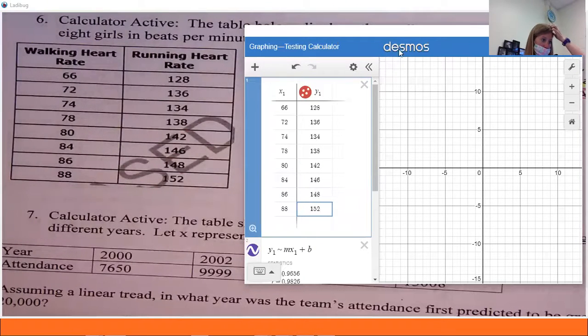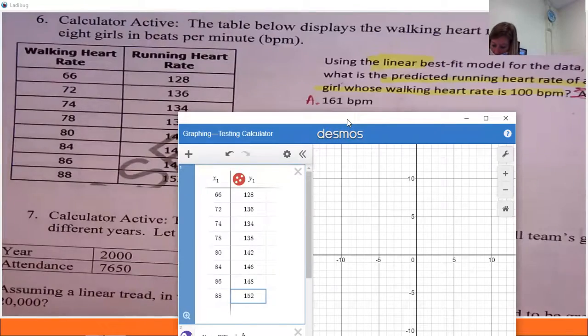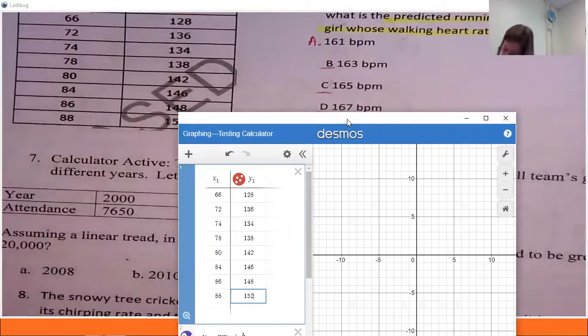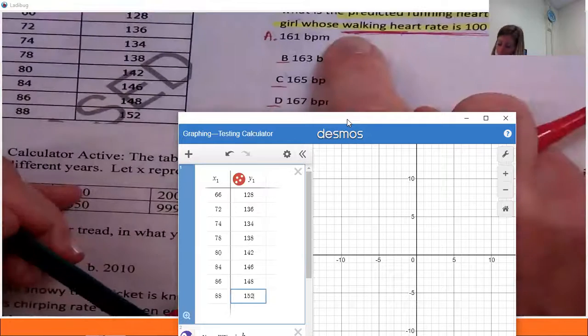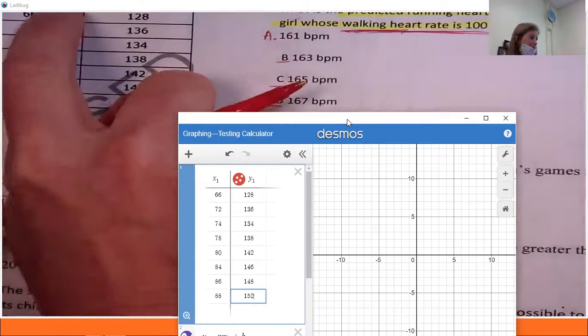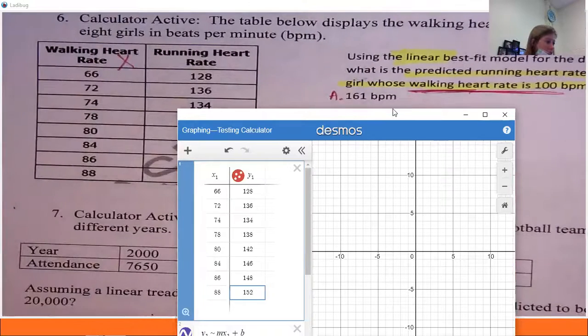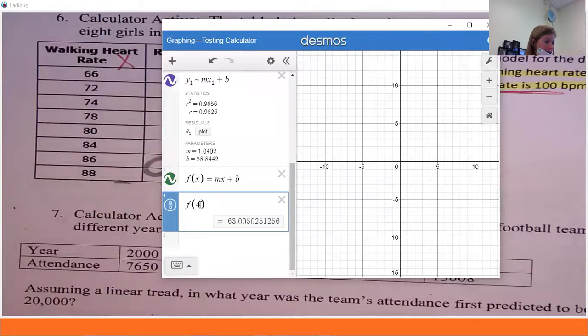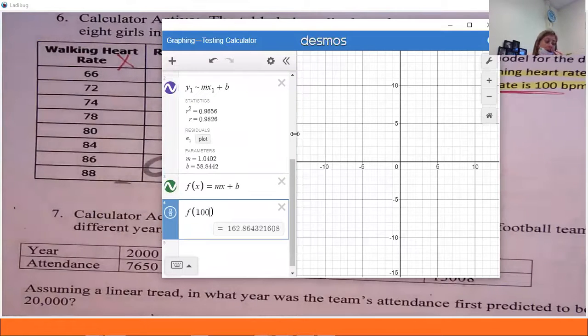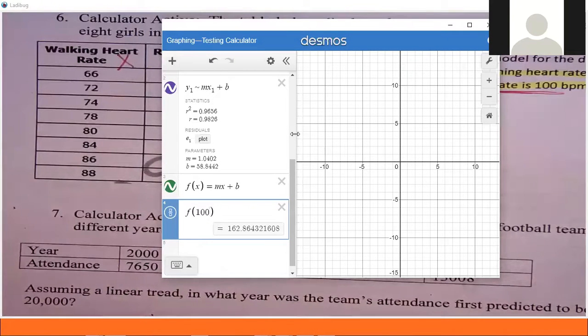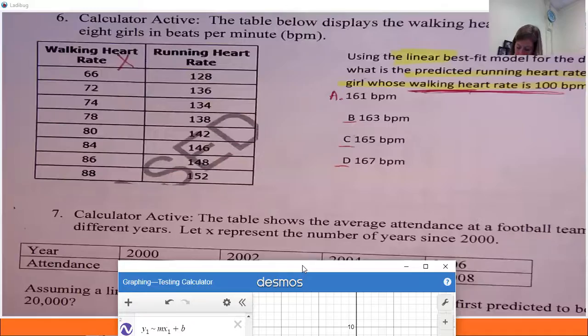Isaac, what's the question asking on this one? All right, walking heart rate of 100. Jada, is walking heart rate X or Y? X. So once again, we're going to put it in the X spot. So come down here and you're going to type F parentheses 100. X values go in the parentheses. Janae, what do you get for your answer? B. Very good. That rounds to 163.